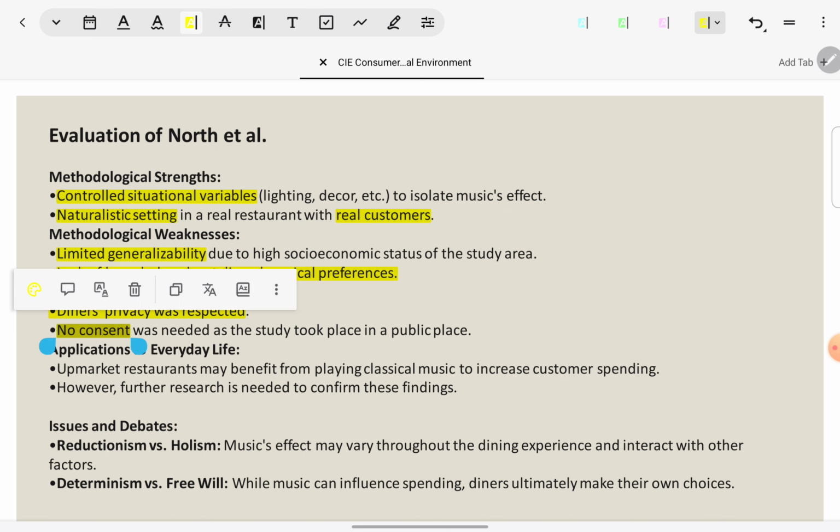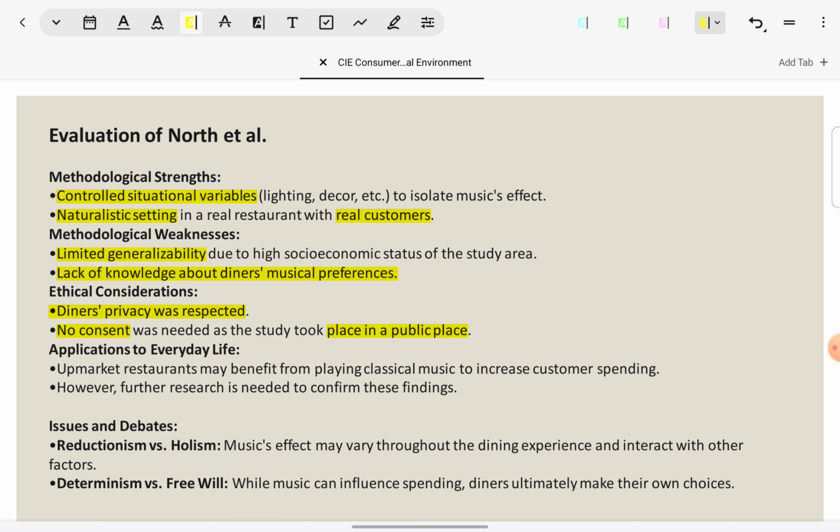But in terms of a weakness, there was no consent. People were not asked whether they would be okay with their spend being observed by the researchers. Still, it's not a very big concern in this study because a restaurant can be considered to be a public place and consumers in a sense should be willing. According to UK ethical guidelines, they should be prepared for being observed in a public place at any time.